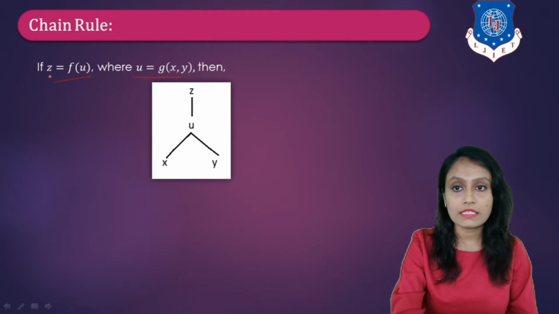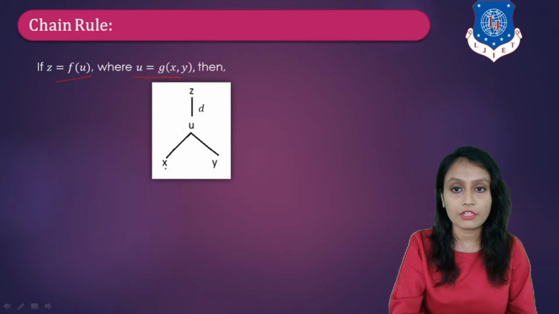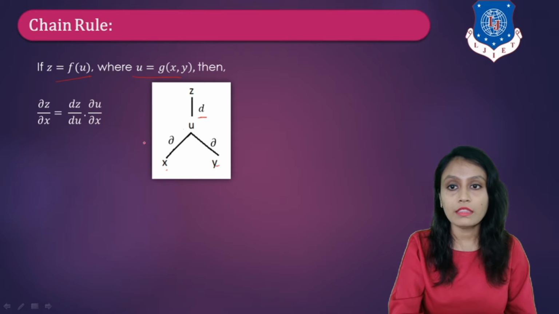Now here you can see z is a function of u variable, right? So we will write it like this: z is a function of u, and u is a function of x and y. Okay, now here from z to u we have only one variable, right? So we will write d, and u is a function of two variables, so we will write del on both the sides.